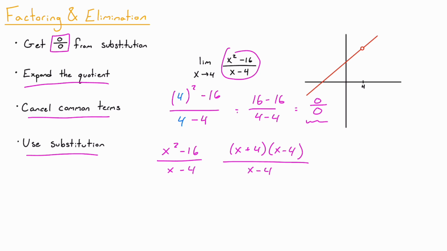Now we've got common terms with our x minus 4 here, these two, and we can cancel these out because they equal 1. And so now we are left with the limit as x approaches 4 of x plus 4. So now we can go ahead and do our substitution, and we will get 4 plus 4, which of course is equal to 8.